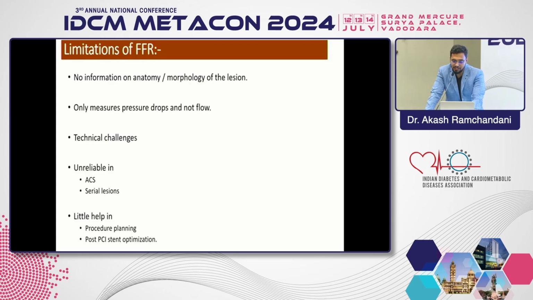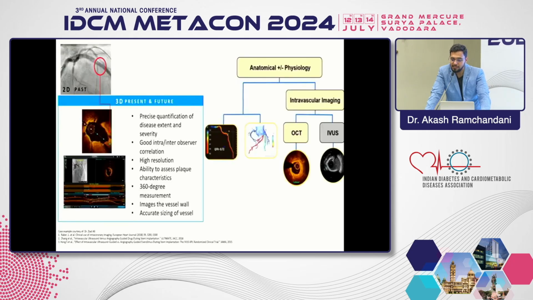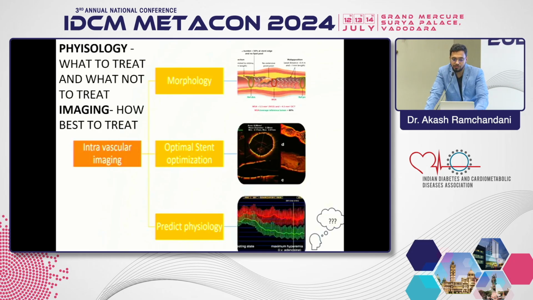So these limitations can be overcome by imaging, IVUS and OCT. These give precise quantification of disease extent and severity, and help us to assess the plaque characteristics, assess the vessel wall, and accurately size the vessel. So intravascular imaging is helpful to overcome the limitations of FFR or physiological assessment.